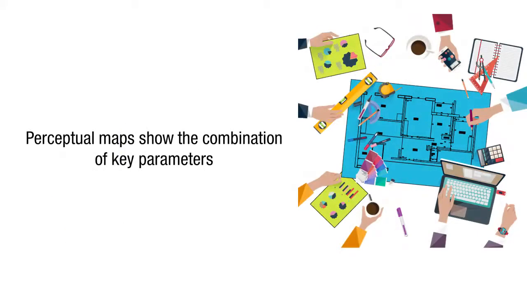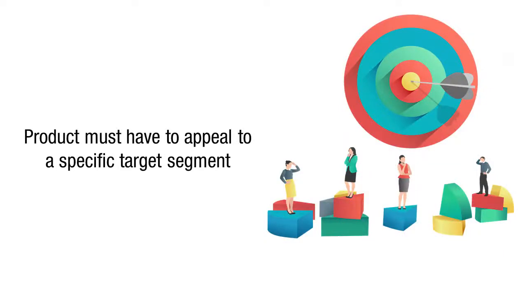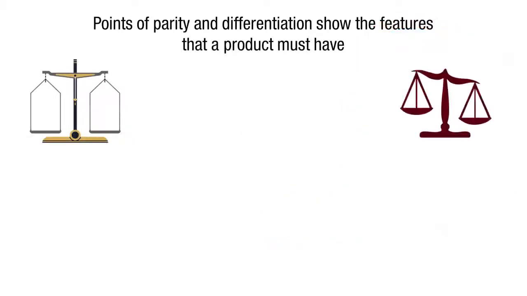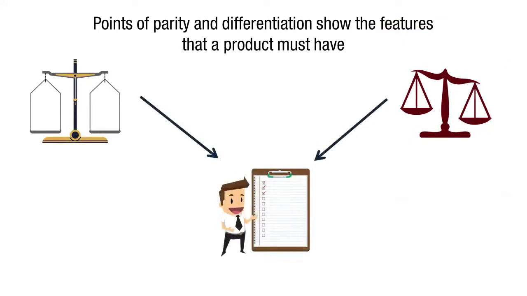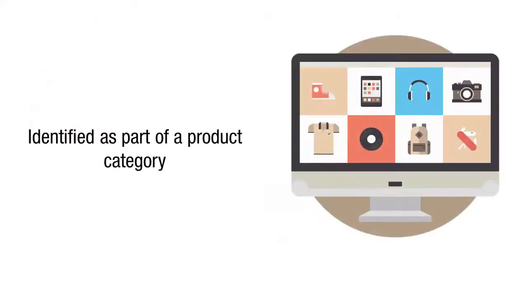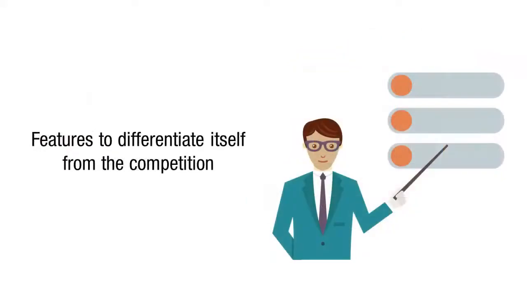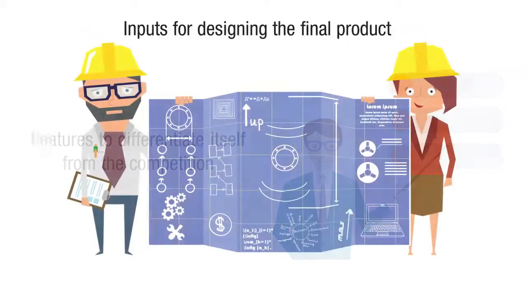Perceptual maps show the combination of key parameters that a product must have to appeal to a specific target segment. Points of parity and differentiation show the features that a product must have to be identified as part of a product category, and those that it must possess to differentiate itself from the competition. These features are the most important inputs for designing the final product.